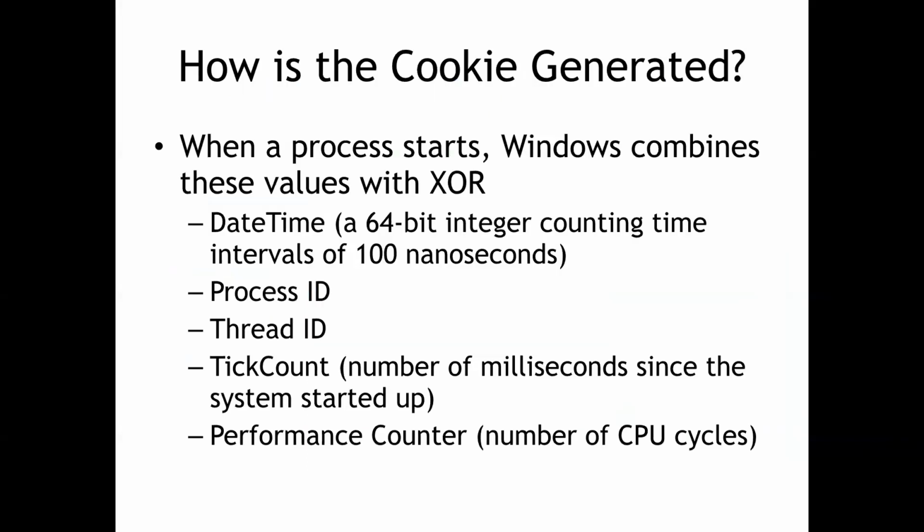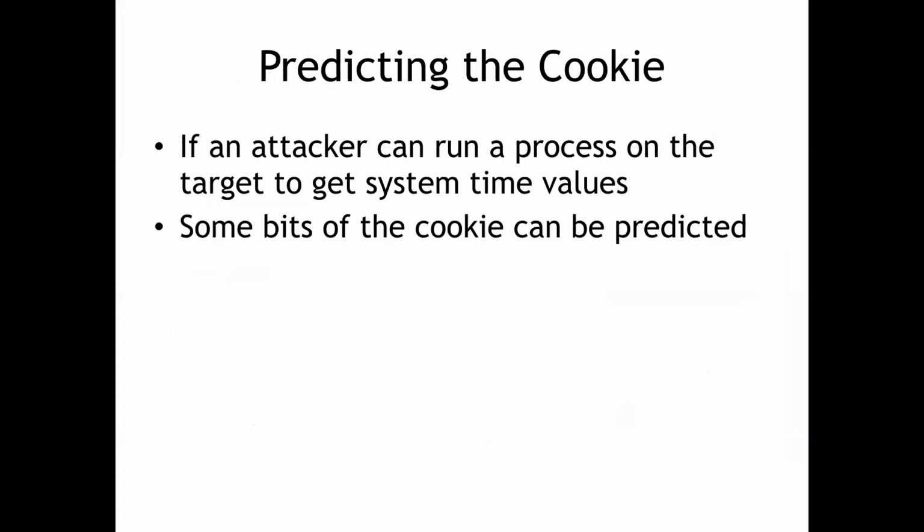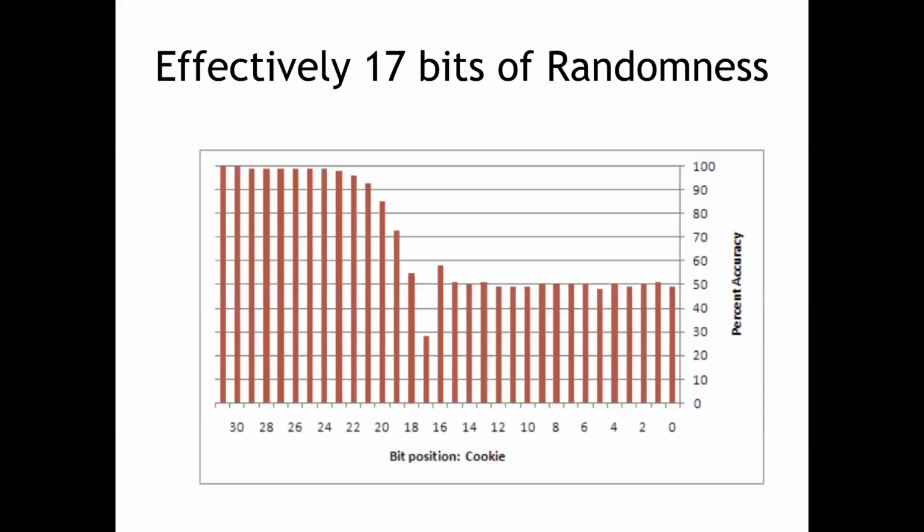All right, so here's how it makes the cookie. They take the time, the process ID, the thread ID, another measure of time, and the performance count. They just take a lot of numbers they can find that vary a lot and combine them all together with XOR. So the end result is it's not completely random, but it's got 17 bits of randomness, which is not too bad. Of course, if the attacker could somehow predict the cookie, then it would defeat this protection.